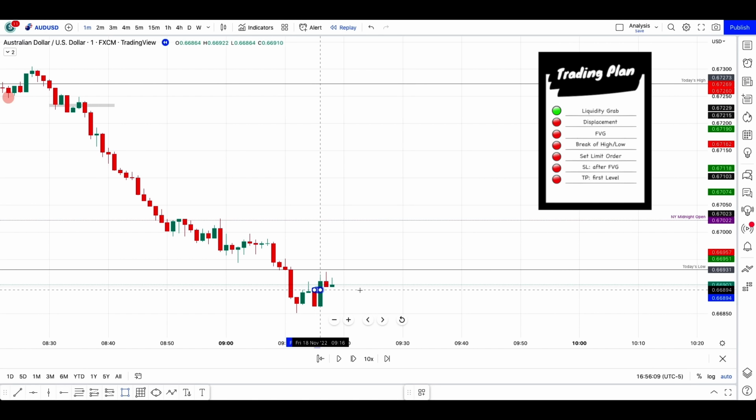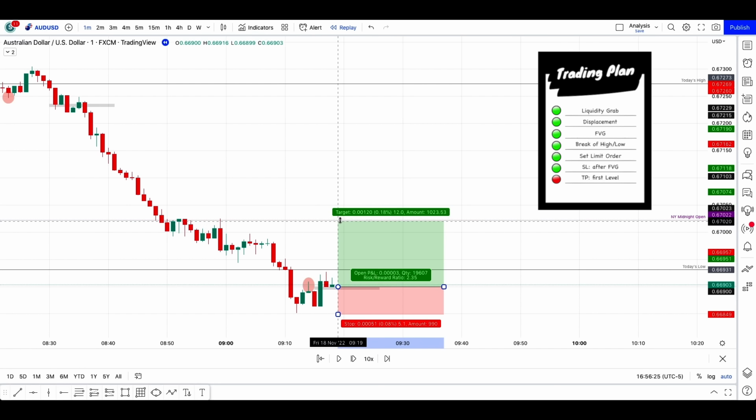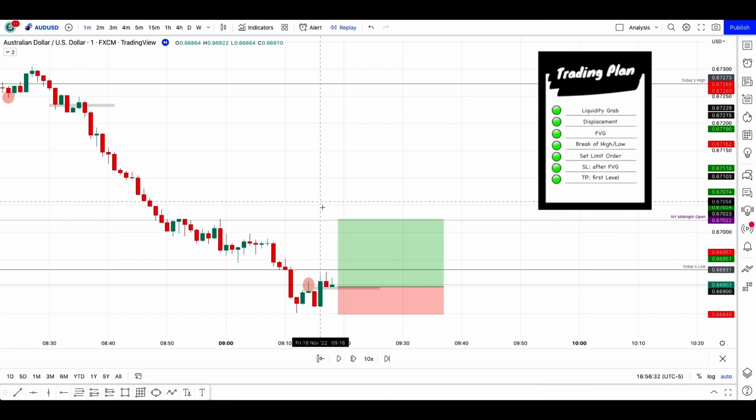We have a small fair value gap here. I don't know if it would be very significant, but we have this high here. So let's just take it, we have nothing to lose. Let's just go with a 5 here. Then the first level. Okay, let's just go with this one here.